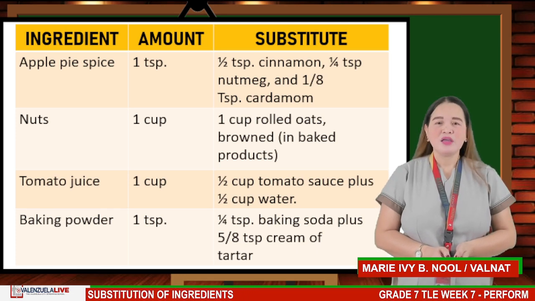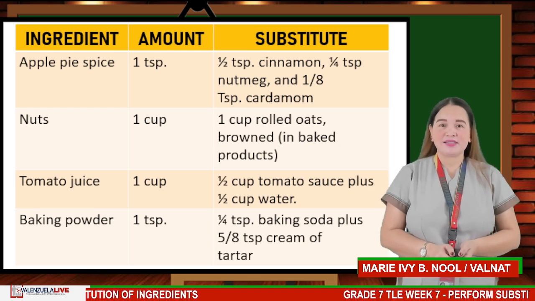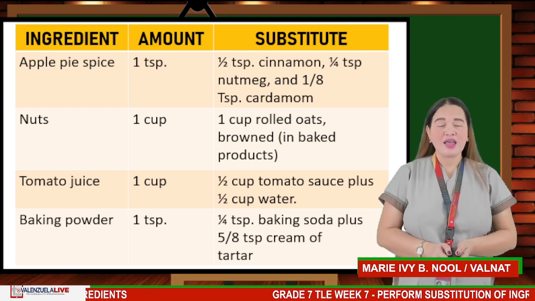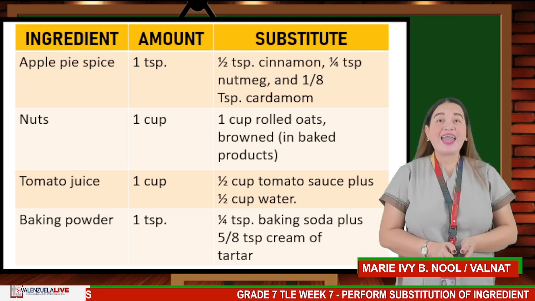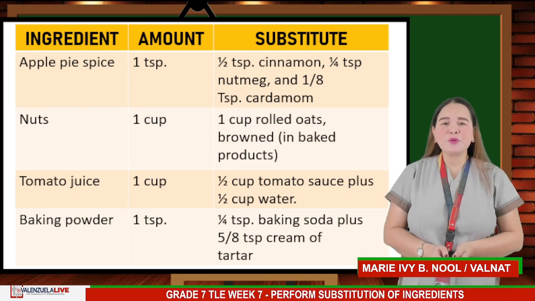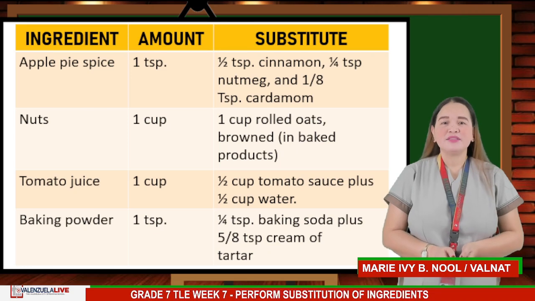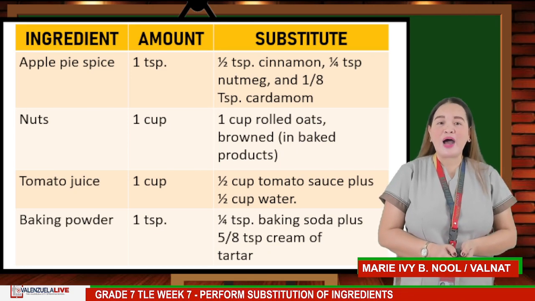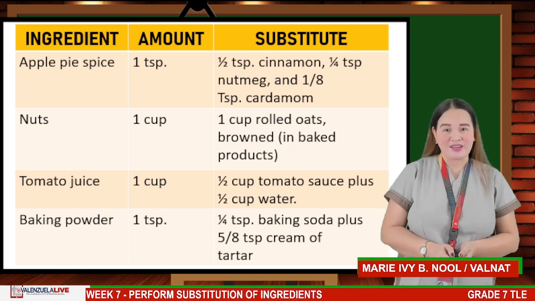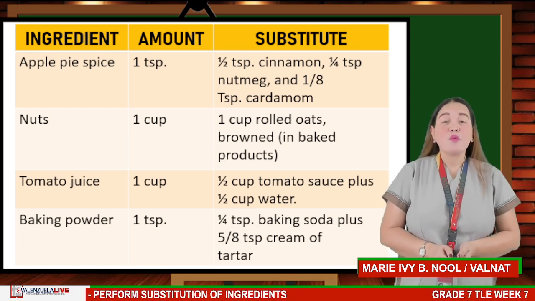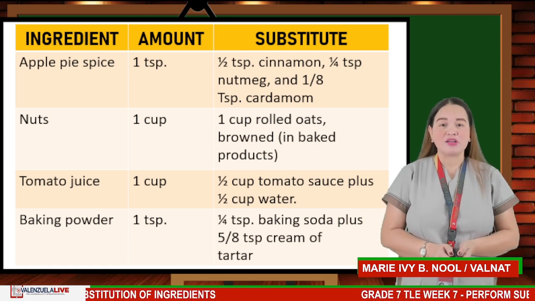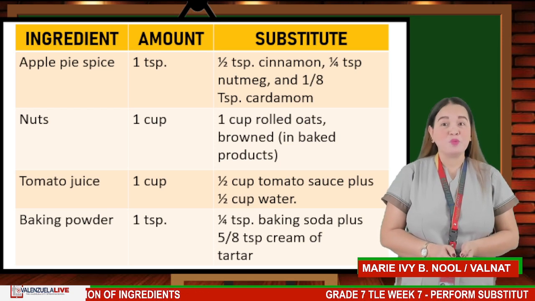For example, for 1 teaspoon of apple spice, we can use 1/2 teaspoon cinnamon, 1/4 teaspoon nutmeg, and 1/8 teaspoon cardamom. For 1 cup of nuts, we can substitute 1 cup rolled oats. Make it brown, especially in baked products. Next is 1 cup tomato juice. We can use 1/2 cup tomato sauce plus 1/2 cup of water.